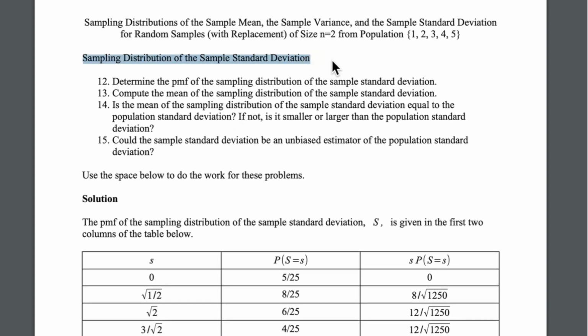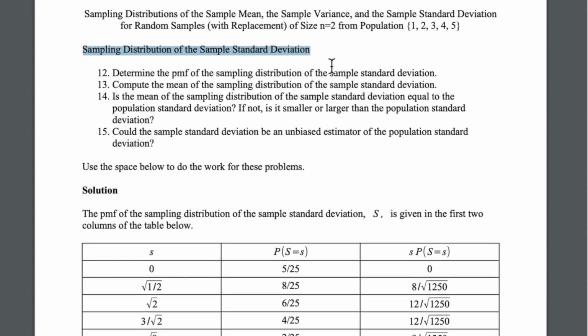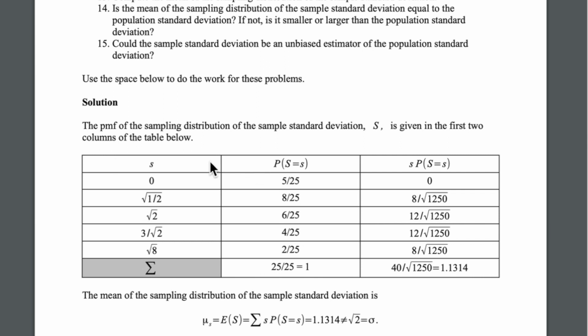So, considering the sampling distribution of the sample standard deviation. First, determine the PMF, the probability mass function, of the sampling distribution of the sample standard deviation. I've got that here in the first two columns. The PMF of the sampling distribution of the sample standard deviation, which in this solution key I'm denoting by S, which is the typical notation, is given in the first two columns of this table.